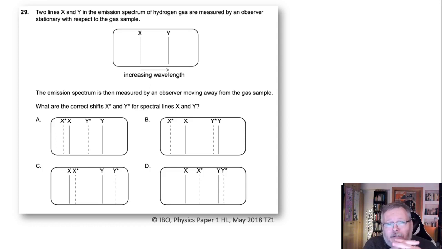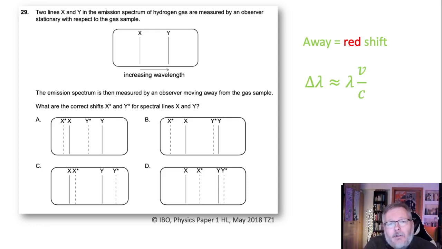Redshift is increasing wavelength, so X star and Y star will be of increasing wavelength compared to X and Y, and the only two possible options there are C and D. So moving away equals redshift. So is it going to be C or is it going to be D?